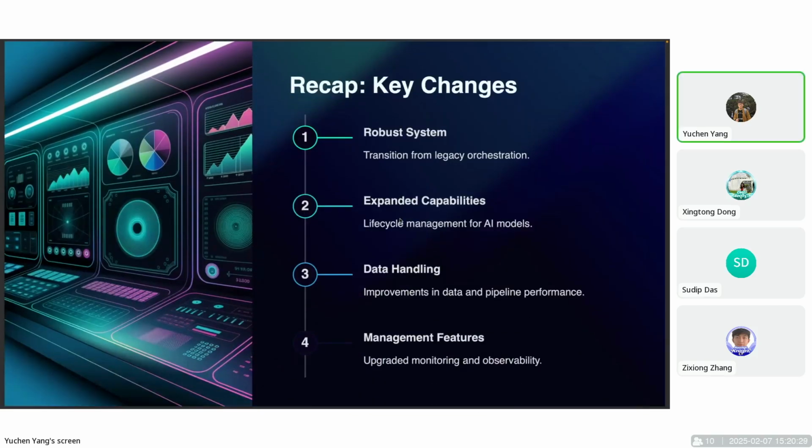To recap the key changes from our previous version, we moved away from our legacy orchestration system to a more robust and scalable solution that better supports distributed edge deployments. Our lifecycle management for AI models has been significantly expanded, allowing for smoother updates and quick rollbacks. We've made major strides in improving our data handling, ensuring faster and more efficient pipelines. The new observability tool provides comprehensive monitoring, which is essential for maintaining performance and troubleshooting issues in real time. Overall, these updates enhance the scalability, security, and usability of InfiniEdge AI, making Release 1.0 a substantial upgrade for all users.